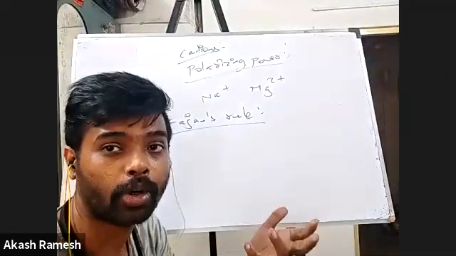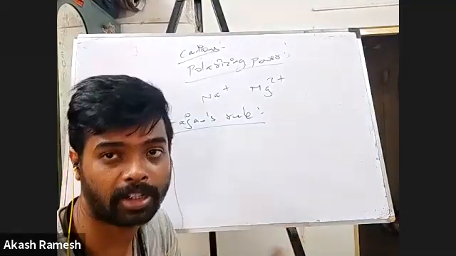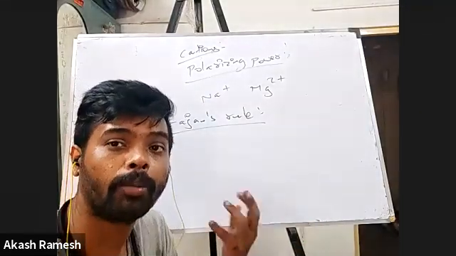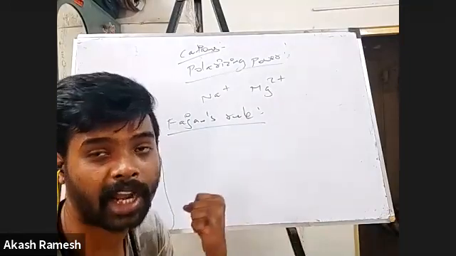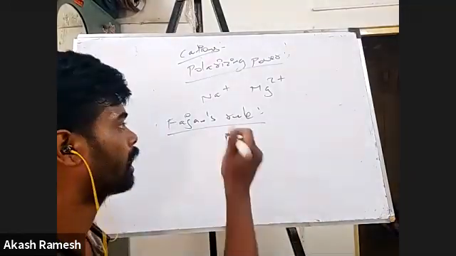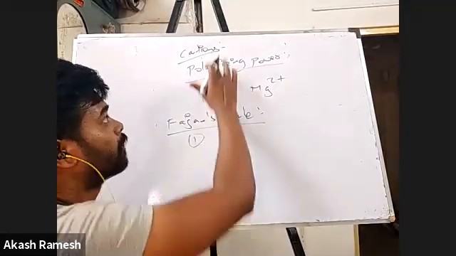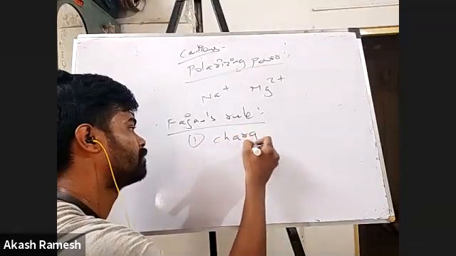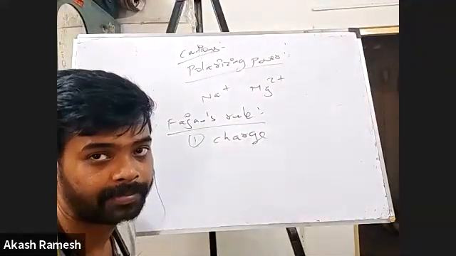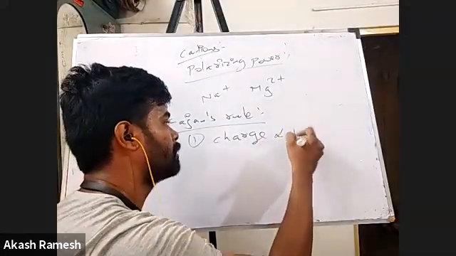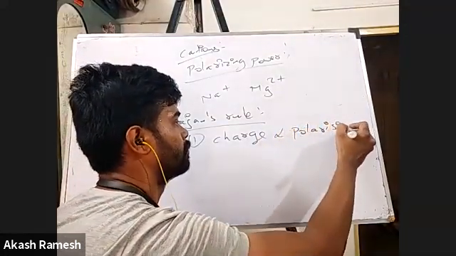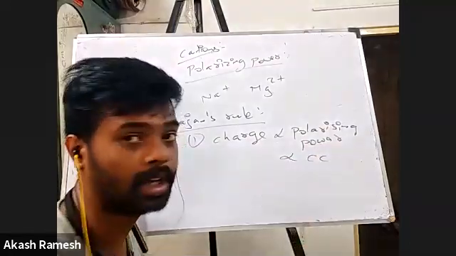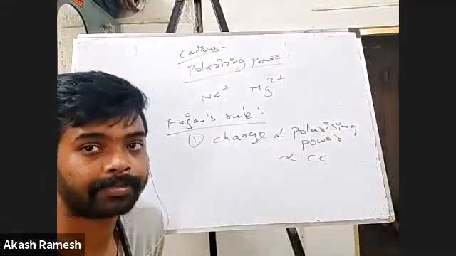What I told you, the first point, was that the more positive charge a particular cation has, the more will be the polarizing power, the more will be the ability of the cation to attract the electrons. Right. So first, for Fajan's rule, if we talk about cations, first is the charge present on the cation. That is directly proportional to the polarizing power, and that in turn is directly proportional to the covalent character.